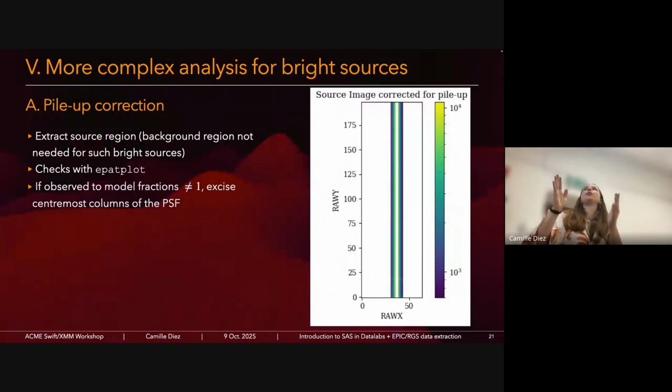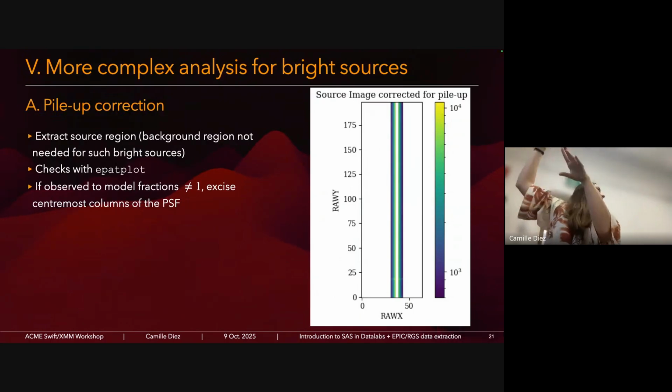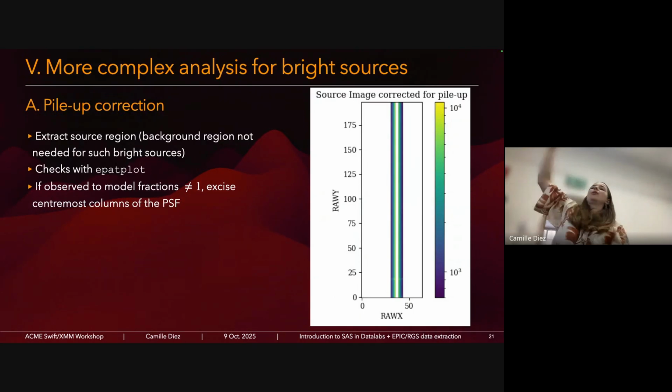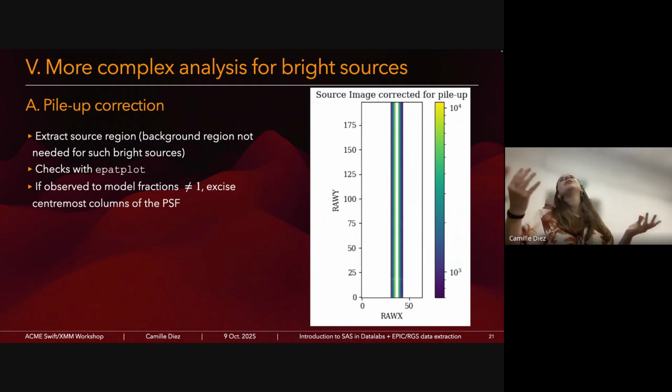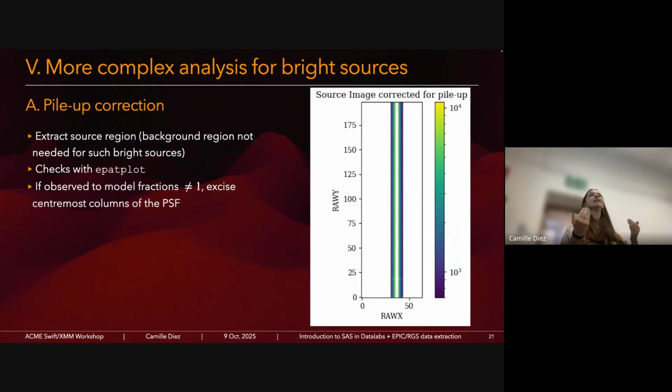So what you do is that you start from the middle of your source region and you remove columns. You start by removing 1 column and you check again the EPIC RGS. Then, if it is still not okay, you remove 3 columns and you check again, etc., etc. And you will see that when you remove everything, this is the moment when you get the closest to 1. So you have to find a good balance between keeping enough signal and removing enough piled up columns. This is not always easy to decide, but you have to find a good balance.